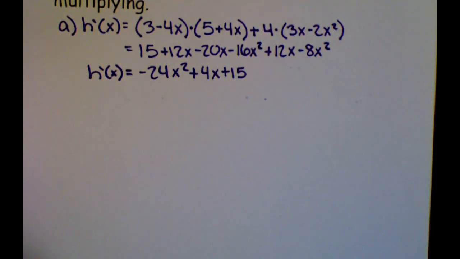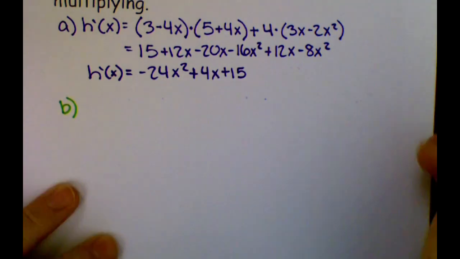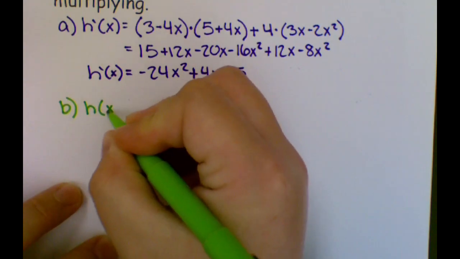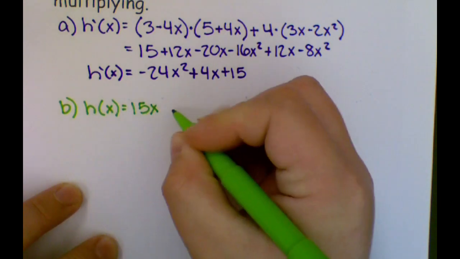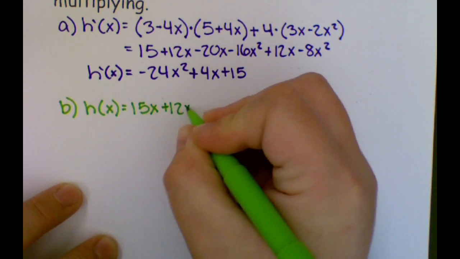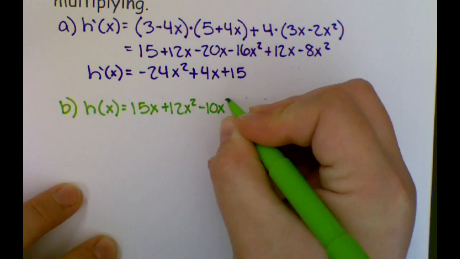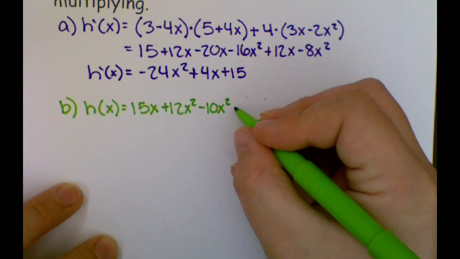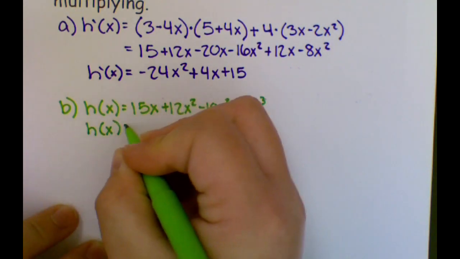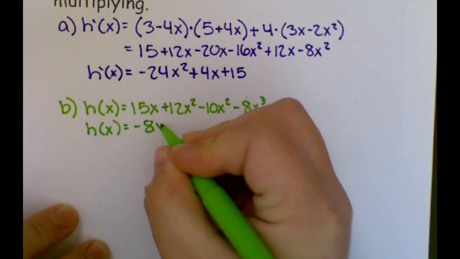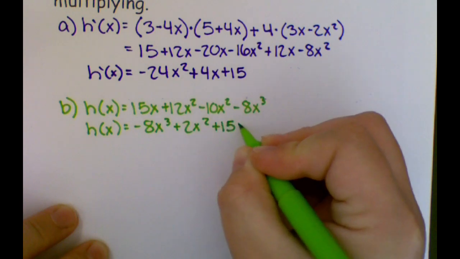Then we're going to do this problem by first multiplying it out. So we're going to take h of x and we're going to FOIL. So I'm not doing the derivative yet. I take 3x times 5, which is 15x. 3x times 4x is 12x squared. Negative 2x squared times 5 is negative 10x squared. And negative 2x squared times 4x is negative 8x cubed. So h of x, before doing anything with the derivative, is negative 8x cubed plus 2x squared plus 15x.